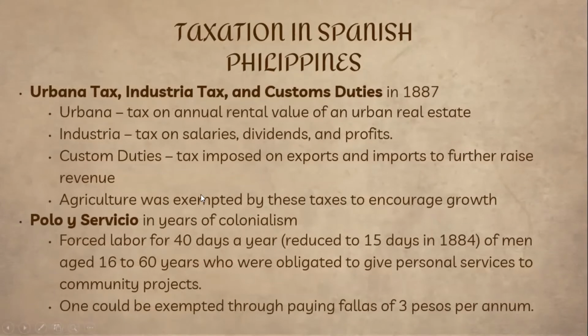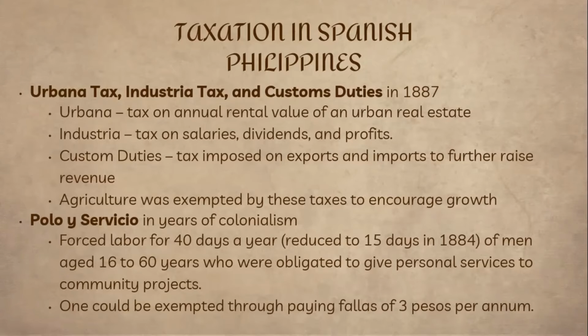Two direct taxes were added in 1887 and imposed on urban income. Urbana is a tax on the annual rental value of an urban real estate, while industria is a tax on salaries, dividends, and profits. These taxes were universal and affected all kinds of economic activity except agriculture, which was exempt to encourage growth.